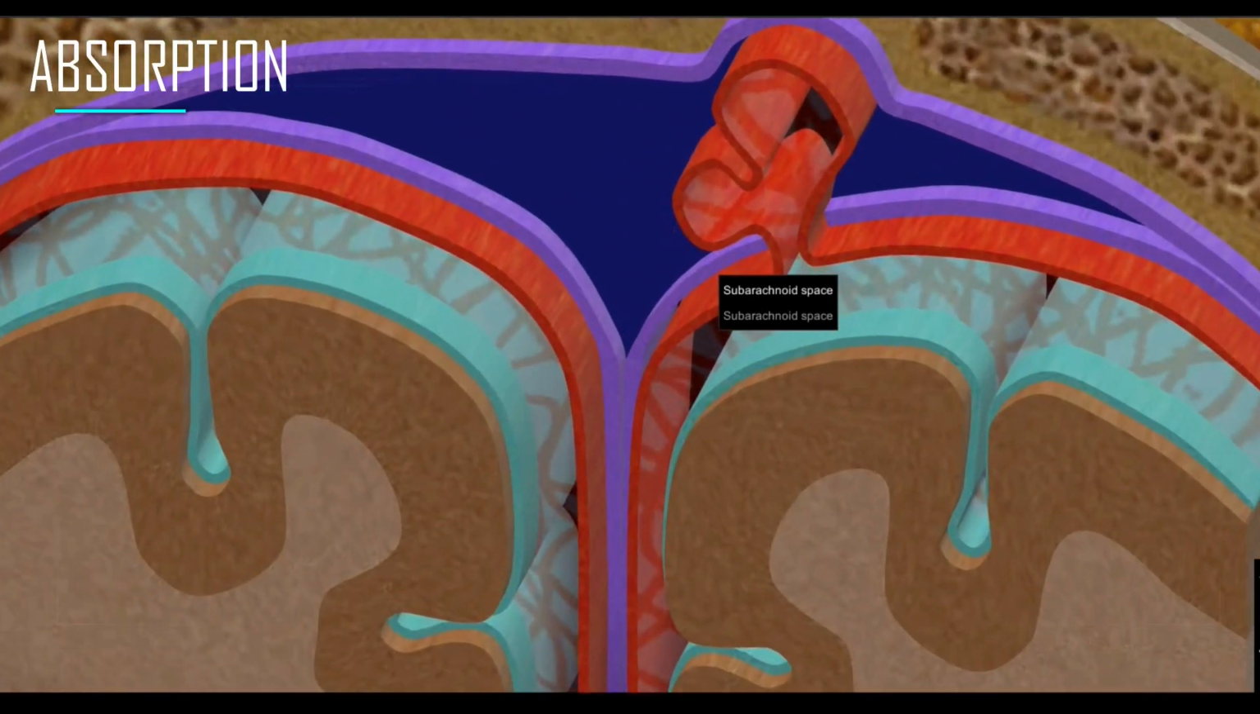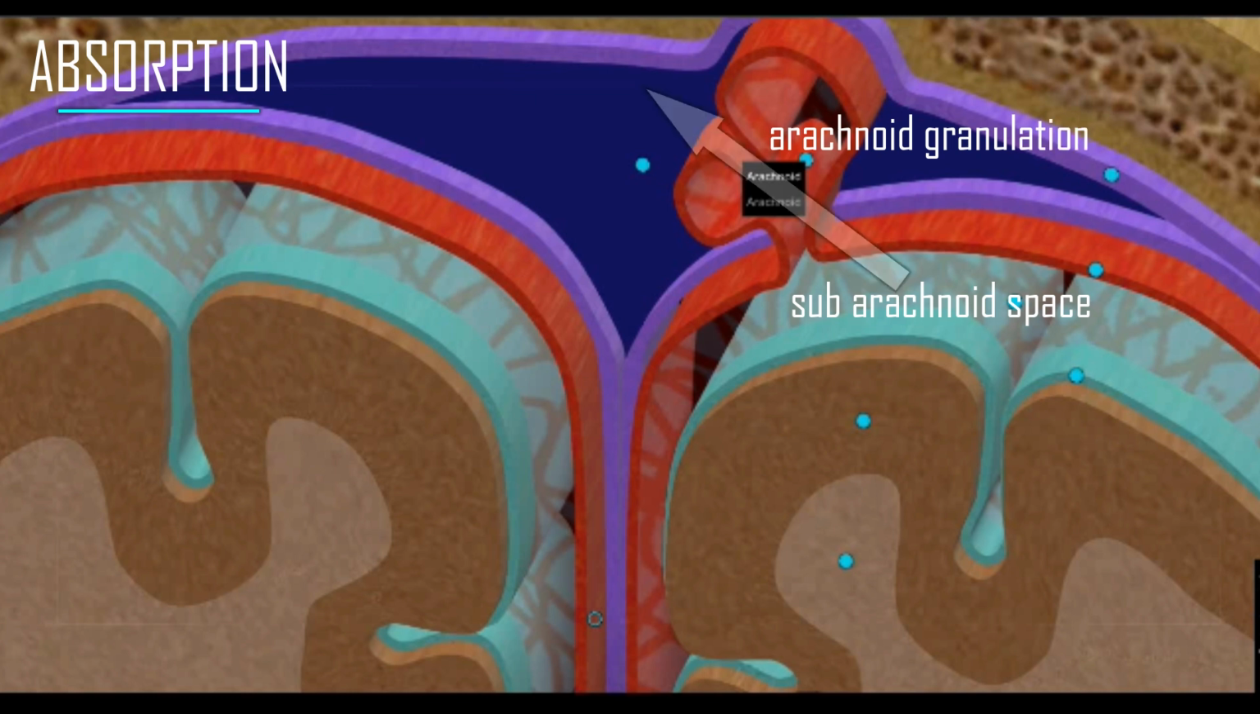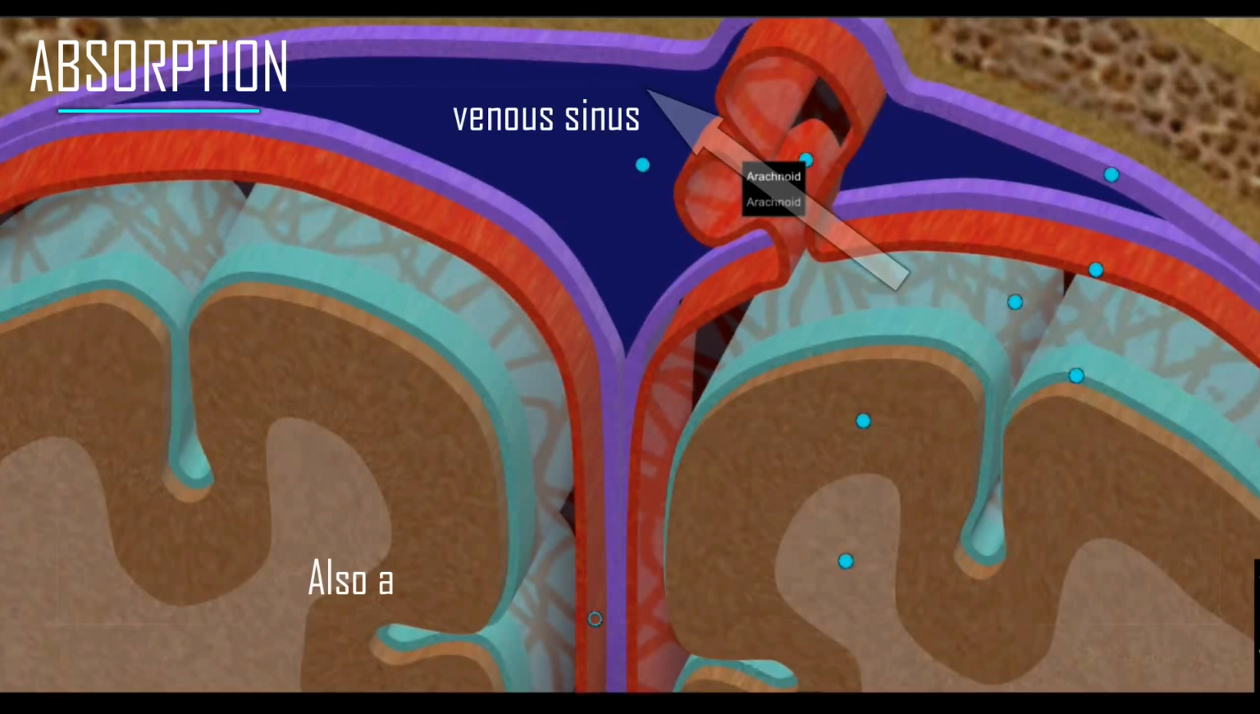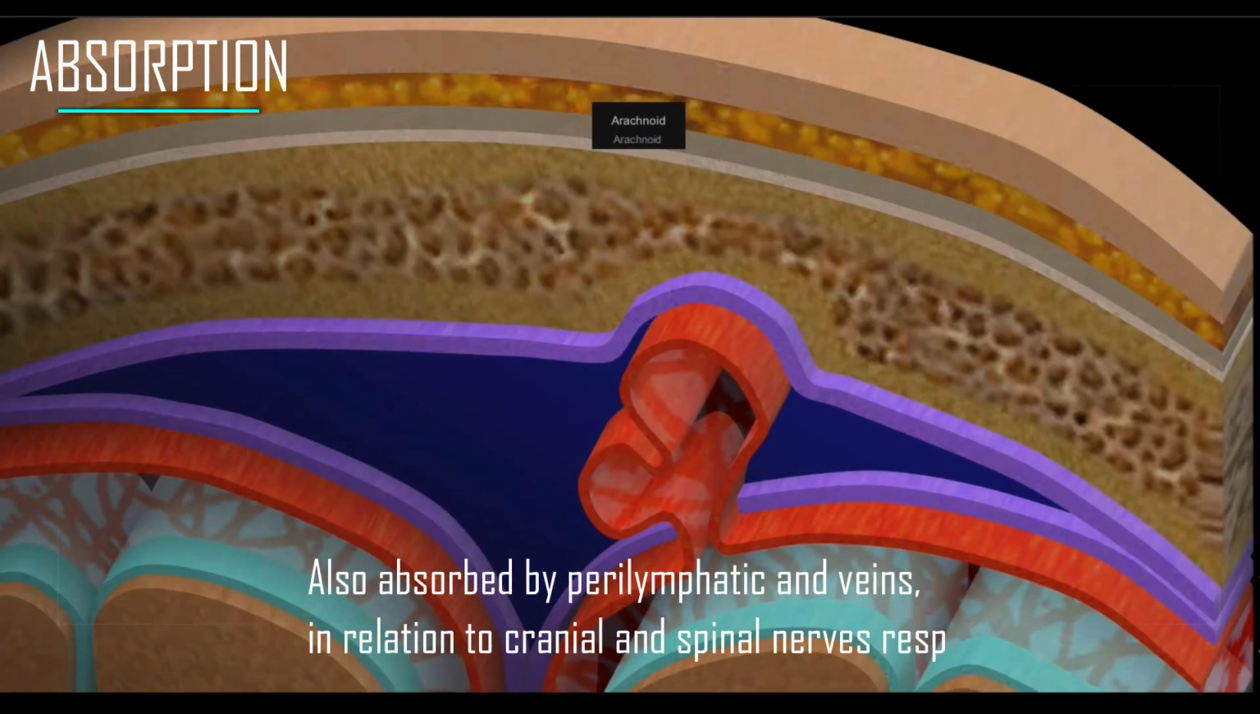Absorption. CSF is absorbed from the subarachnoid space via the arachnoid villi and granulations, and is drained into the cranial venous sinuses. It is also absorbed by the perineural lymphatics and veins related to the cranial and spinal nerves respectively.